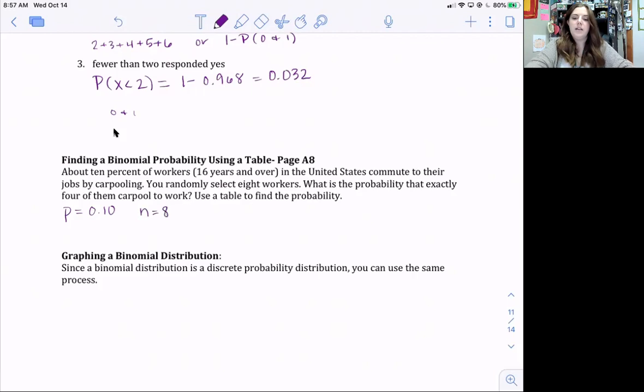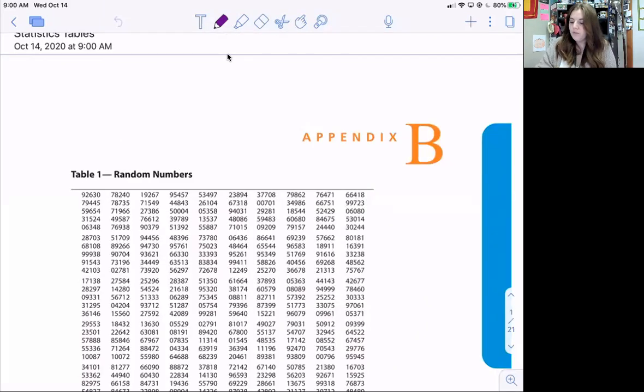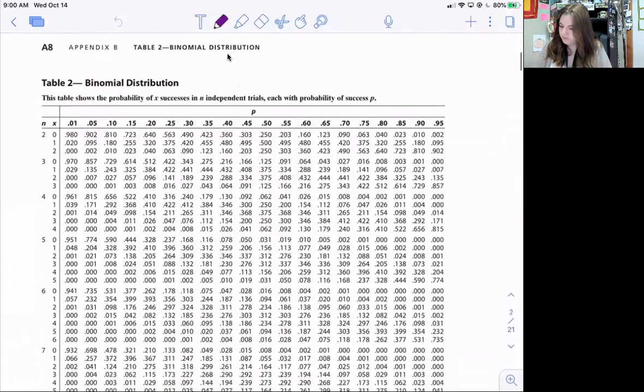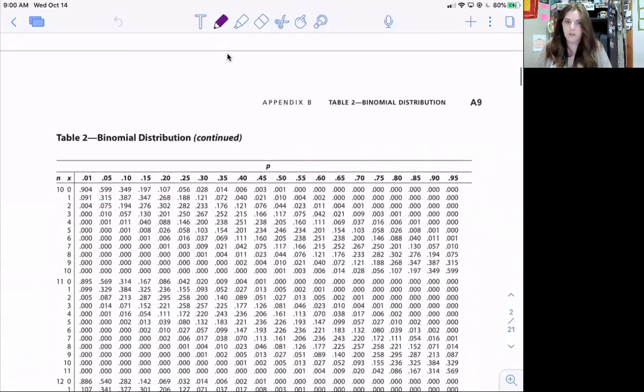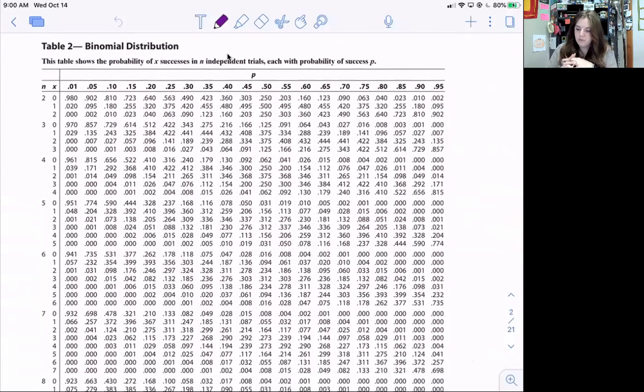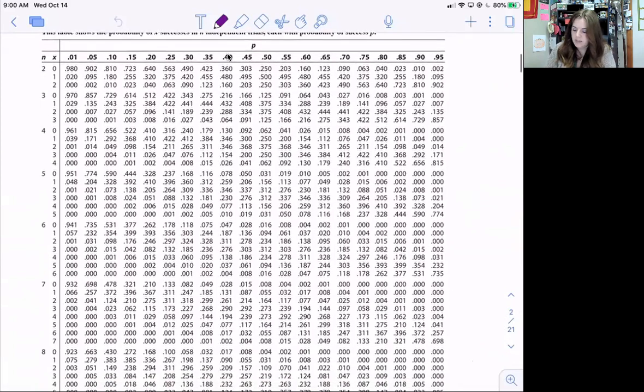Okay, so now we're going to take a look at the table. Looking at your tables, we're going to go to page A8 and look for table 2, the binomial distribution table. Remember our n value was 8, so I'm going to slide to 8, and then our p-value was 0.1. I'm going to go ahead and highlight that table.